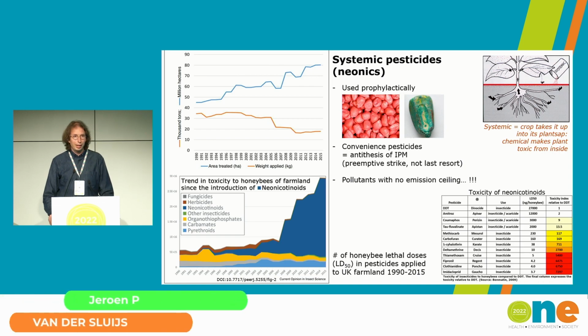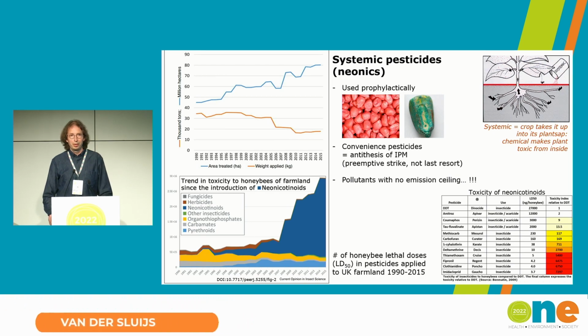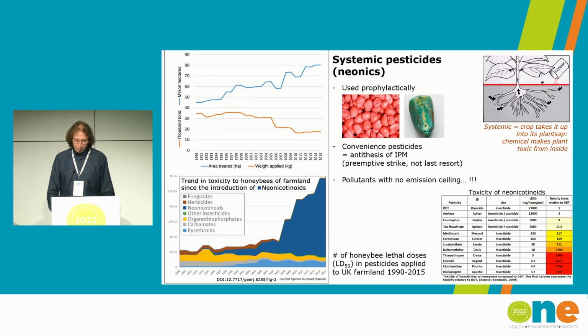The chemical is taken up by the plant and makes the plant toxic from the inside. So on the bottom, on the right, you see the toxicity. These chemicals, the three on the bottom, are neonicotinoids, or the four almost. And these are 7,000 times more toxic for bees than DDT.